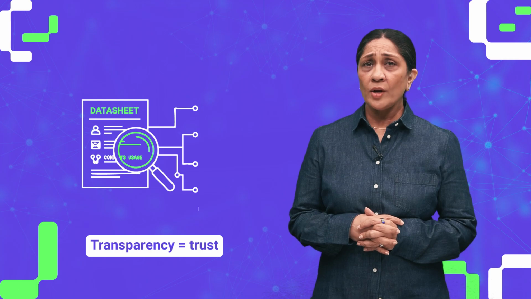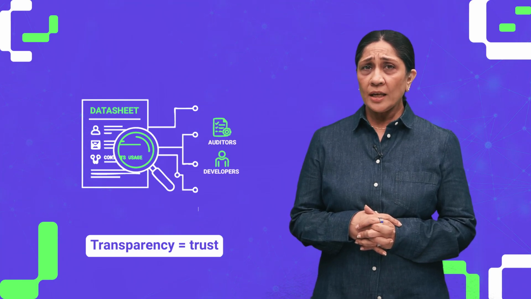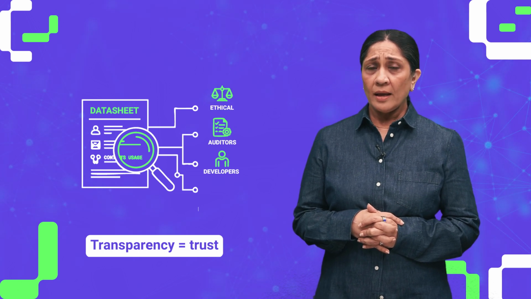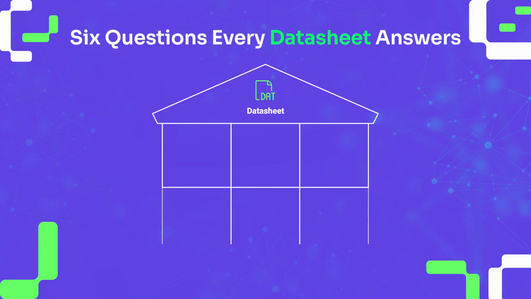The data sheet is like a manual or an X-ray of a dataset. It helps developers, auditors, and users check whether the data is appropriate, ethical, and representative. There are 6 key parts of a data sheet.